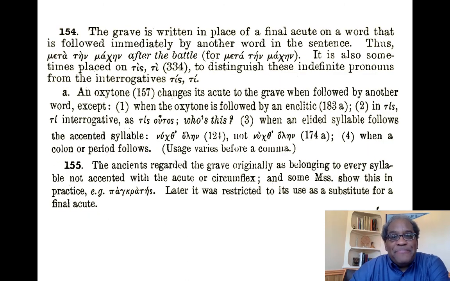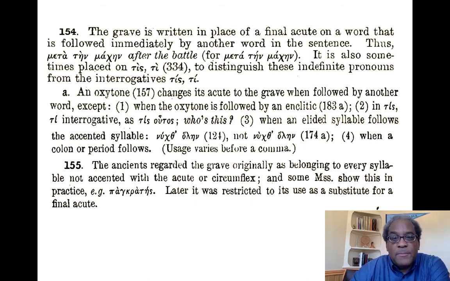But here comes the important part that leads us to the phenomenon of enclitics. The grave is written in place of a final acute on a word that is followed immediately by another word in the sentence. So again, a grave is written in place of an acute on a word that is followed immediately by another word in the sentence. Thus, metà tàn máchēn, after the battle, where you see that the acutes of meta and tan have been turned into graves because of the words that follow them.